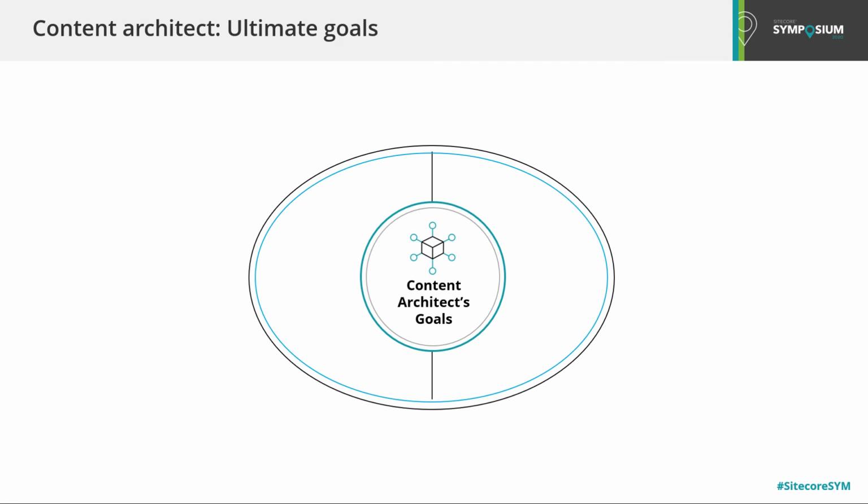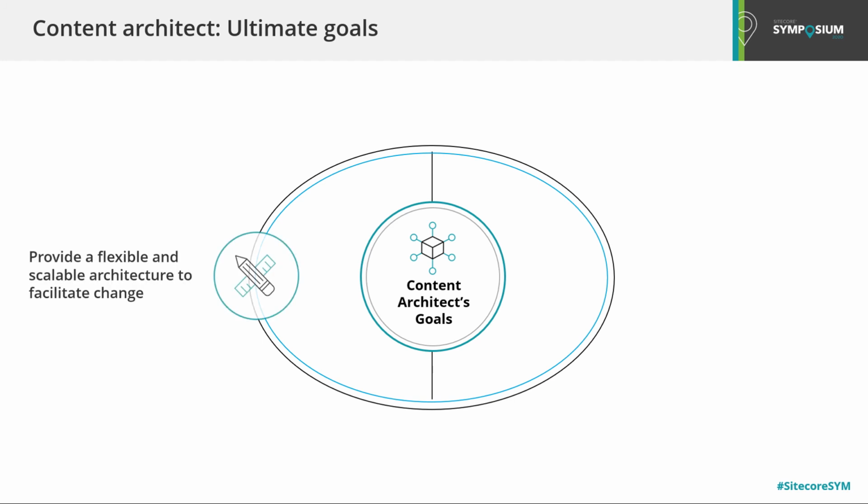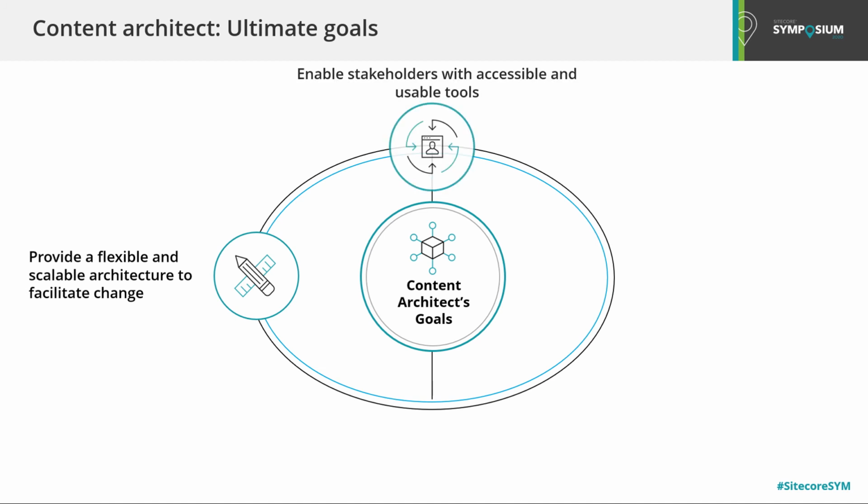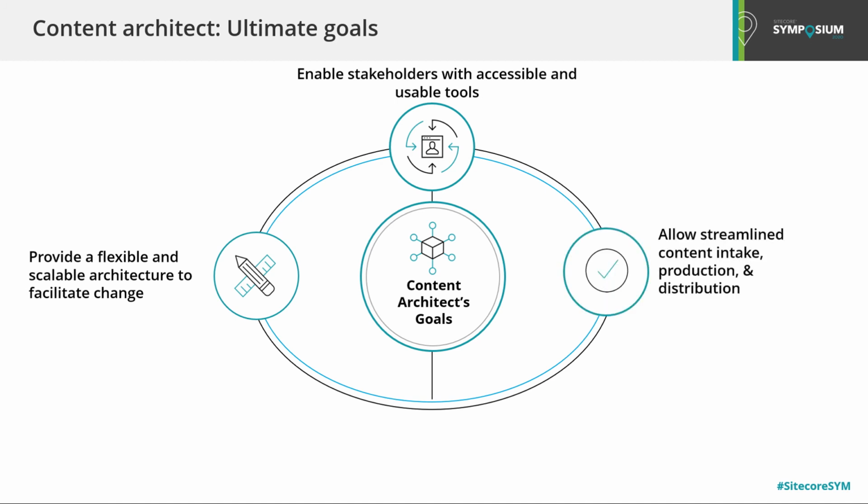So ultimately, as a content architect, we have 4 goals. We want to provide a flexible and scalable architecture to facilitate change. Change is the only constant in the content world, and it is a frequent constant. We want to enable our stakeholders with accessible and usable tools. If it's not usable, might as well not exist. We want to allow streamlined content intake, production, and distribution.